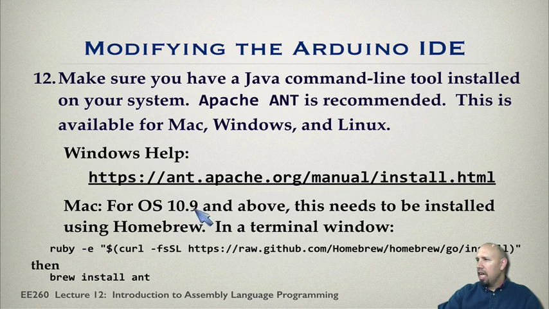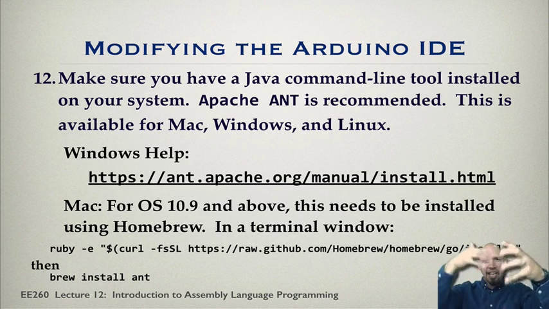So if you have Mavericks as your operating system, that is OS 10.9 or above, then you need to install Ant. The easiest way to do that is using something called Homebrew. To install it, open up a terminal window on your Mac and execute this command. You can just copy and paste this Ruby command, and what it will do is install Homebrew on your system.